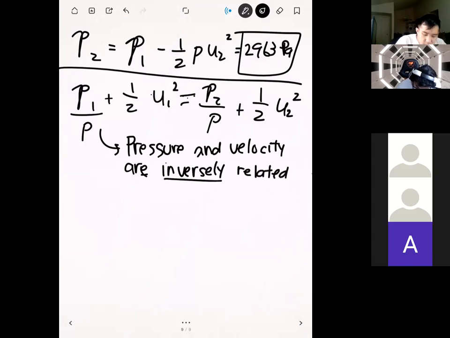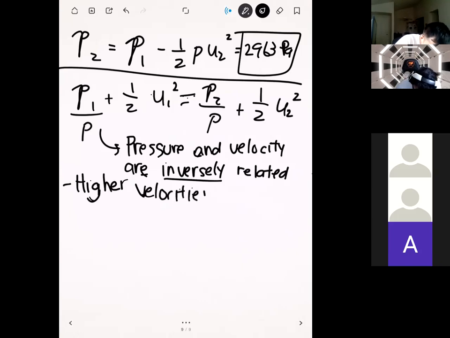And by inversely related, what I mean is if pressure goes up, then velocity typically goes down. And if velocity goes up, then pressure goes down. So it's like a seesaw between them. Okay? And so one way that you can capitalize on this is that higher velocities are typically associated with lower pressures. Okay, and of course the vice versa is true too.